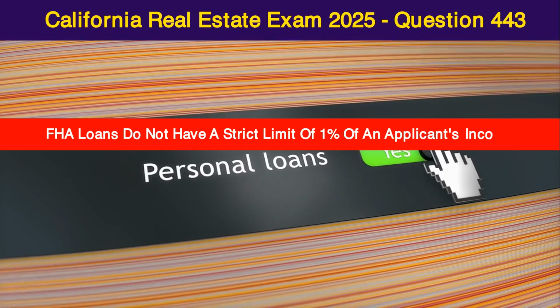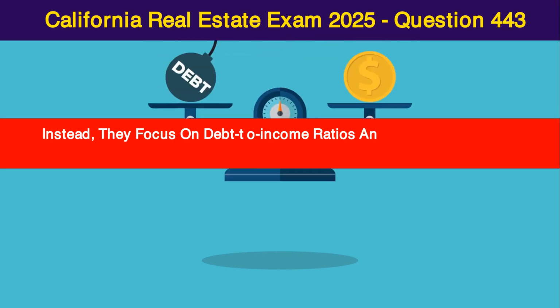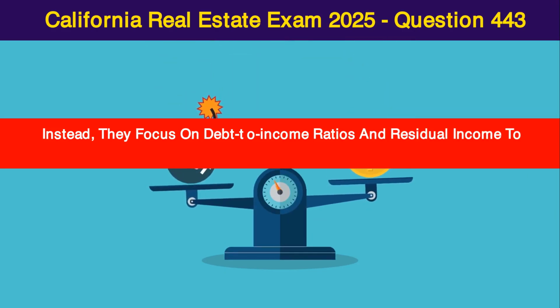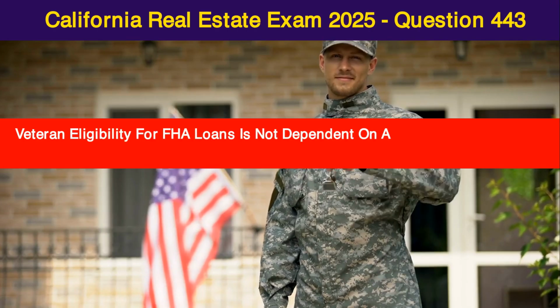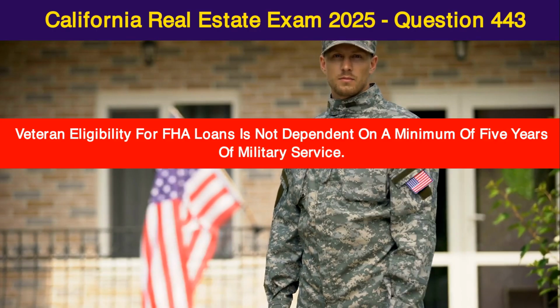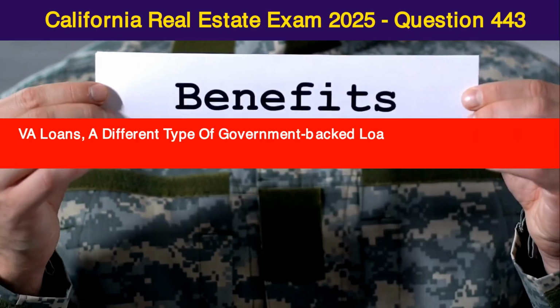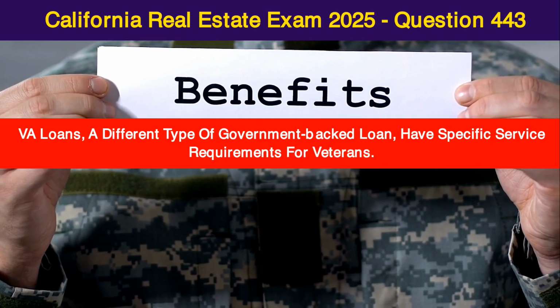FHA loans do not have a strict limit of 1% of an applicant's income. Instead, they focus on debt-to-income ratios and residual income to determine affordability. Veteran eligibility for FHA loans is not dependent on a minimum of 5 years of military service. VA loans, a different type of government-backed loan, have specific service requirements for veterans.